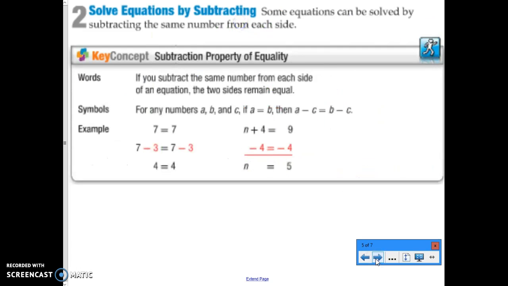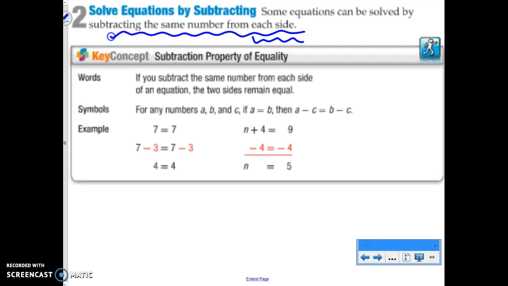All right, so then the second thing we'll talk about is solving equations by subtracting. Some equations can be solved by subtracting the same number from each side. Once again, notice how important that is. We are subtracting the same number from each side. In order for us to solve that equation, whatever you do to one side of the equal sign, you have to do to the other side. So that's called balancing your equation.